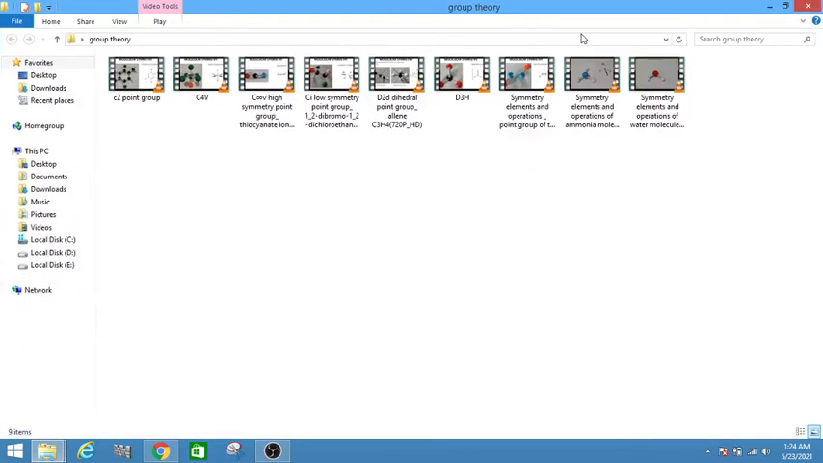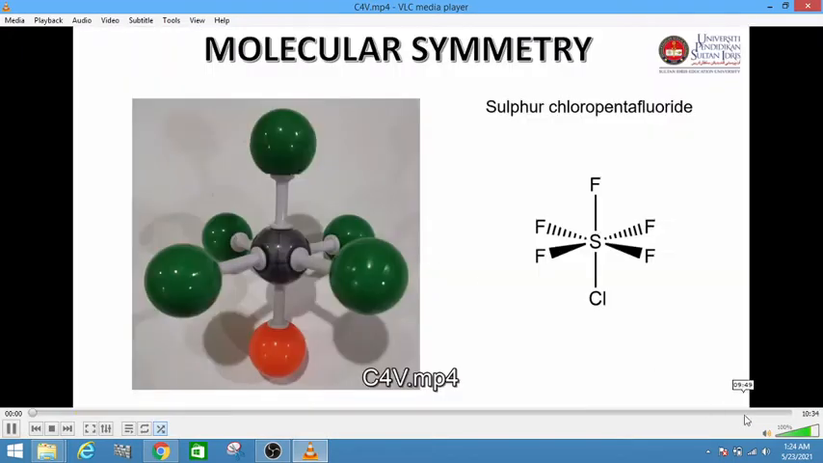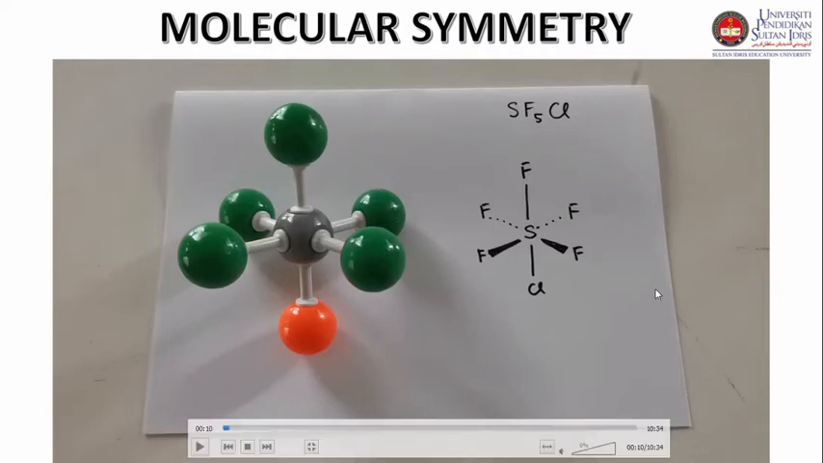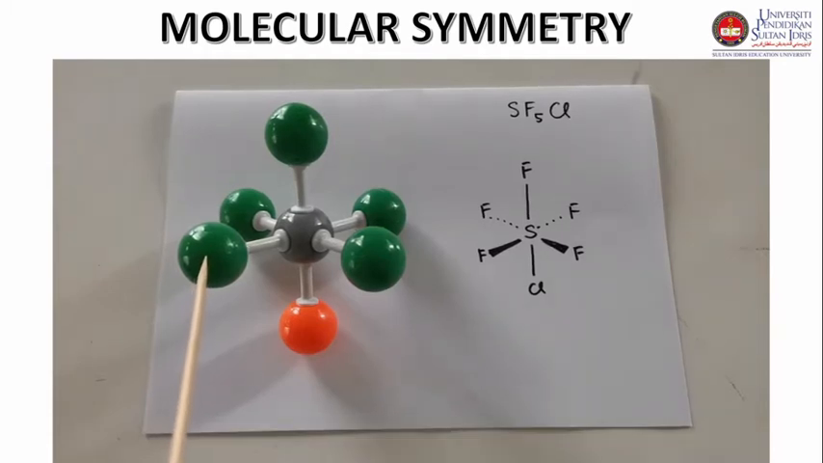So we will continue our topic, which is point group. We will study various types of point group in this video. So now we study a new molecule whose name is SF5Cl. Here S is sulfur, F means fluorine, and Cl means chlorine atom. Okay guys, now we check which point group this molecule belongs to.